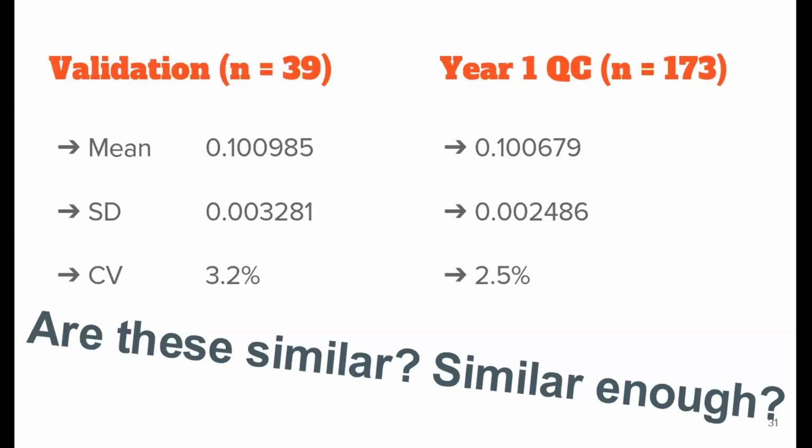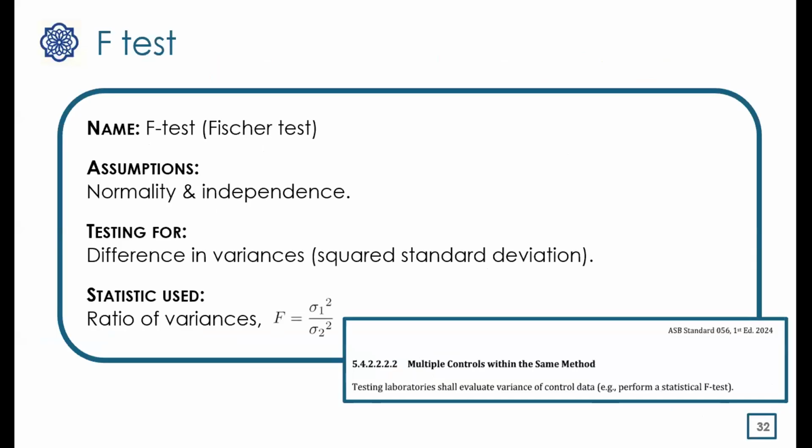Flashback to session 3 in Brigitte's presentation, she covered the F test, which assumes normality and independence, and tests for differences in variances, with a squared standard deviation. And are these different enough? This is a test that we can use to discern that.